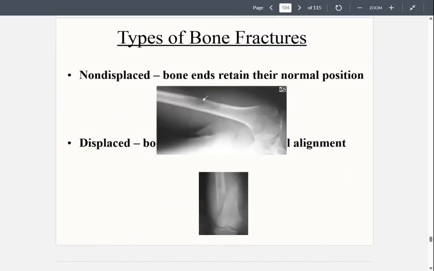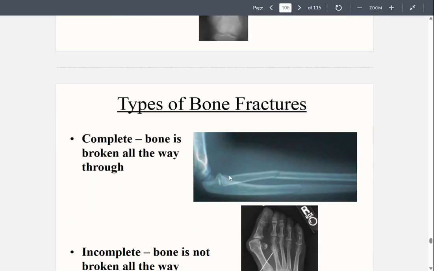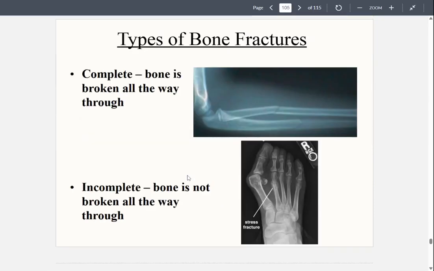So if it is non-displaced, it means the bones have maintained their normal position. If it is, which is what this image is, if it's displaced, the bones are no longer in their normal position, such as this breakdown here. If it is a complete fracture, it has broken all the way through, such as here. If it is an incomplete, the bone has not completely broken all the way through, such as here.